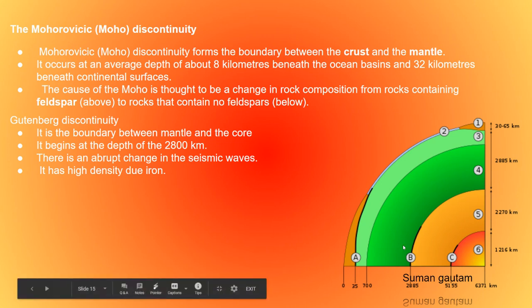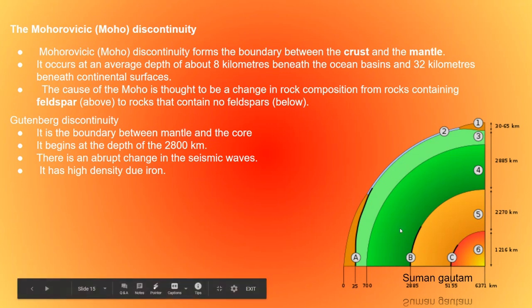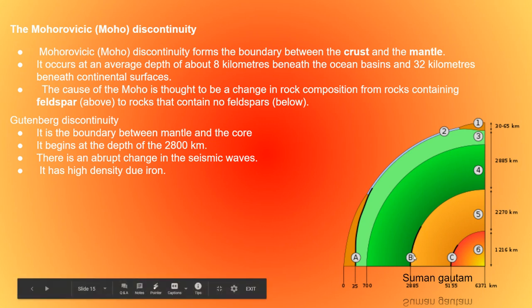Seismic waves are earthquake waves. So if earthquake waves travel, since they travel in a solid and suddenly they enter into a liquid, from solid of lower mantle to liquid of upper core, there is a change in the waves. So waves bend a bit when they come to this layer. There is an abrupt change in seismic waves. Seismic waves are earthquake waves. This discontinuity has a high density because of iron. We all know by now that core of the earth has iron.